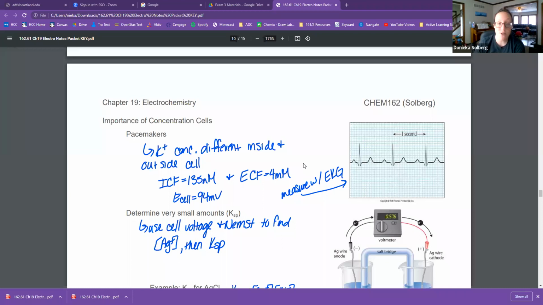We can also use this not only in pacemakers, but to determine very, very small K values, for Ksp specifically. So things that are dissolved in solution.